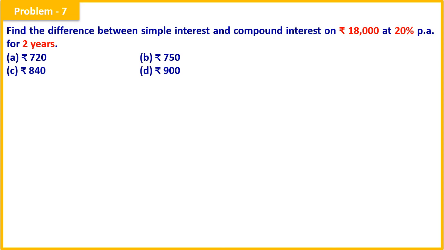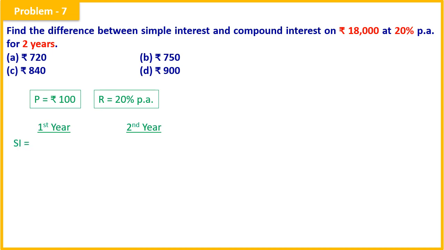Problem number 7. Find the difference between simple and compound interest on rupees 18,000 at 20% per annum for 2 years. I already said you can always apply the formula of simple and compound interest which are available in any of the books, but still I will solve this problem by some alternative method which is still better than applying any formula. I work on 100 rupees. Let us say principal is 100 rupees and the rate of interest as mentioned in the question is 20% per annum. So how much simple interest we will get in 2 years?